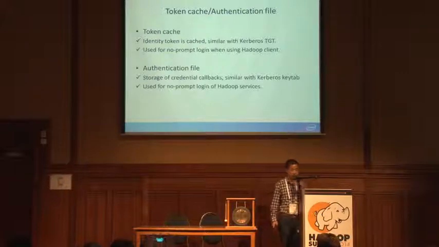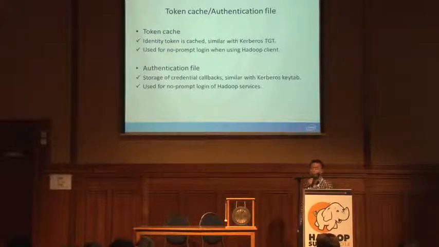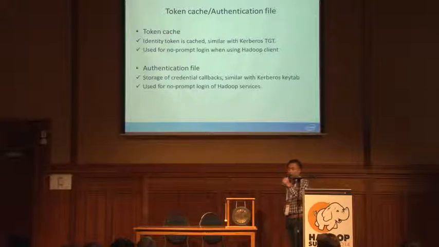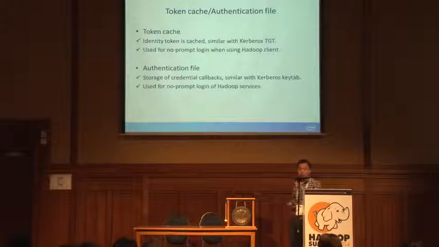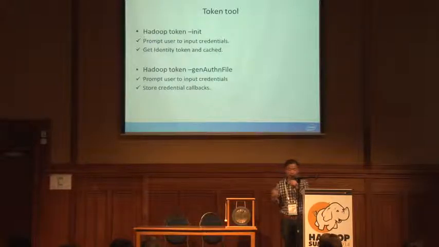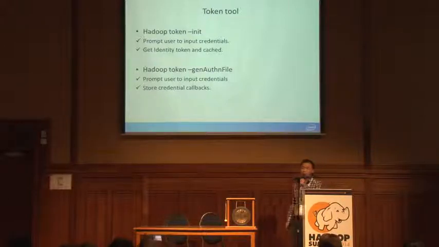Okay. Now let's move on to see the token facilities. Firstly, let's look at the token cache and authentication file. Token cache is similar to the Kerberos TGT. It caches the identity token, and the purpose is for no-prompt login. The authentication file stores the credential for the Hadoop service. It is also aimed at no-prompt login. The token tool is used to generate the identity token cache and the authentication file.